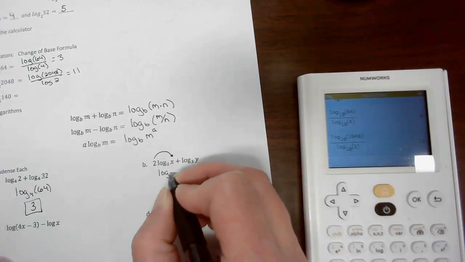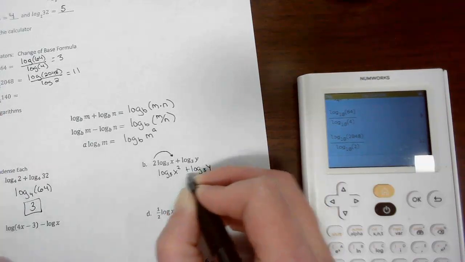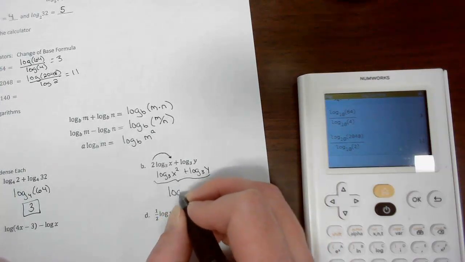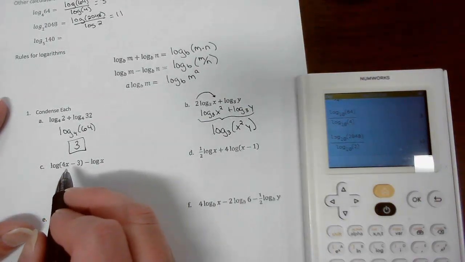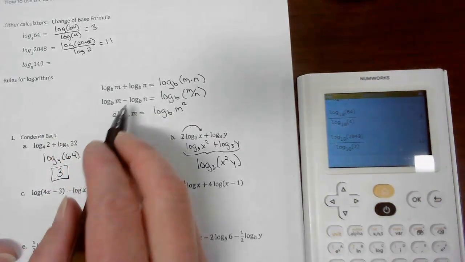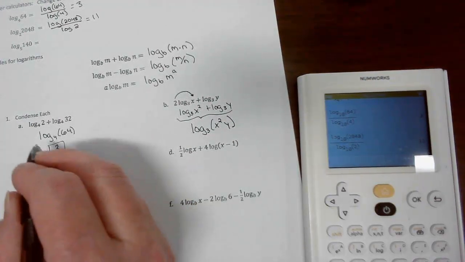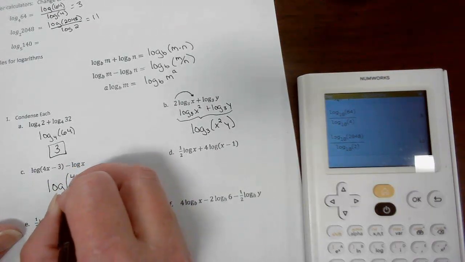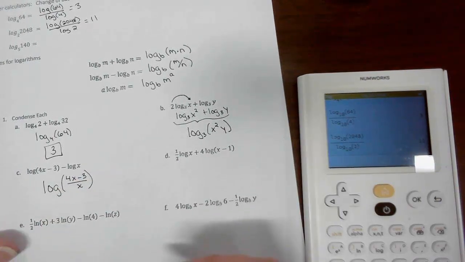And now I have log base 3 of x squared plus log base 3 of y. These two are being added, so I can condense them using multiplication. This next one, I have a log minus a log. Log minus a log condenses. Now, when they condense, they have the same base as what I started with. Since it's subtraction, it condenses using division. And we don't actually have to divide, we can leave it just like that.